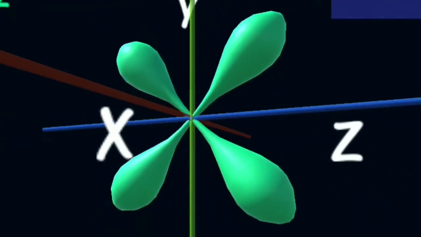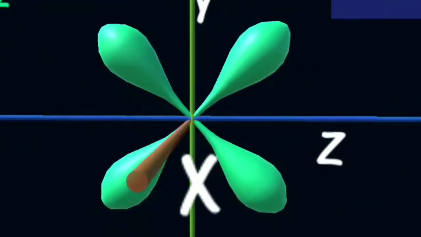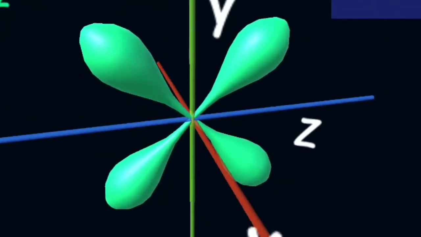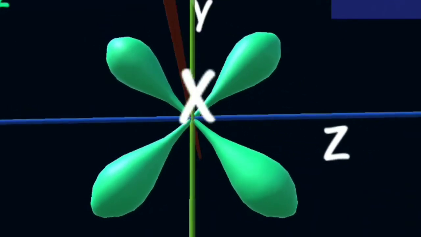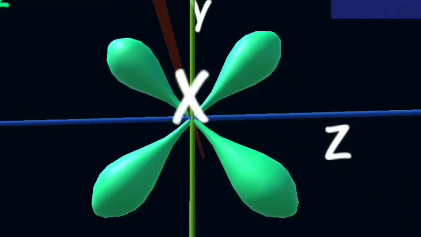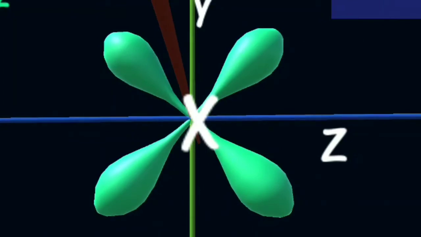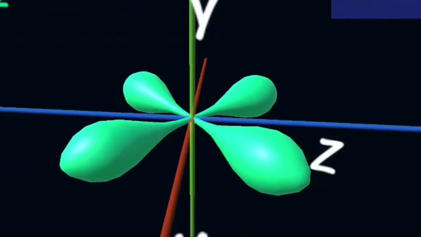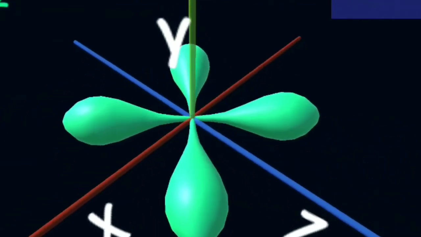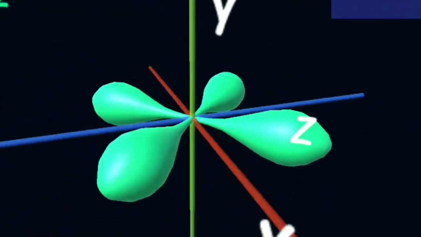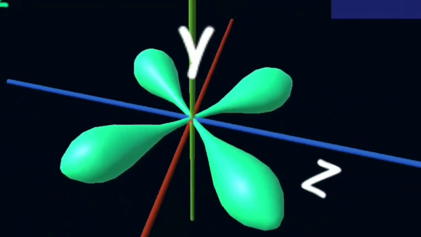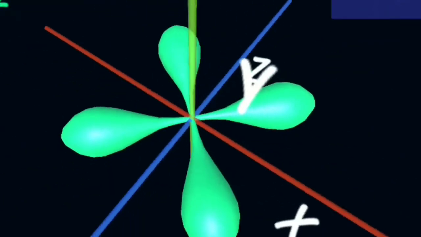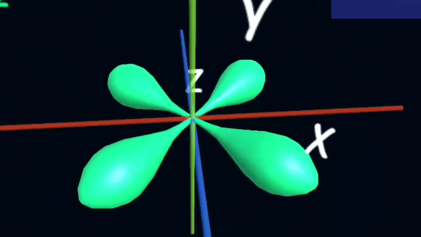This one is dyz. As you can see, lobes are between y-axis and z-axis. Easily you can see there is no lobe along the x-axis. Between xy, between xz, there is no lobe. This one is dxz. You can visualize lobes are between x and z axis, not between y and z, not between x and y, only between x and z axis. So this is your dxz orbital.